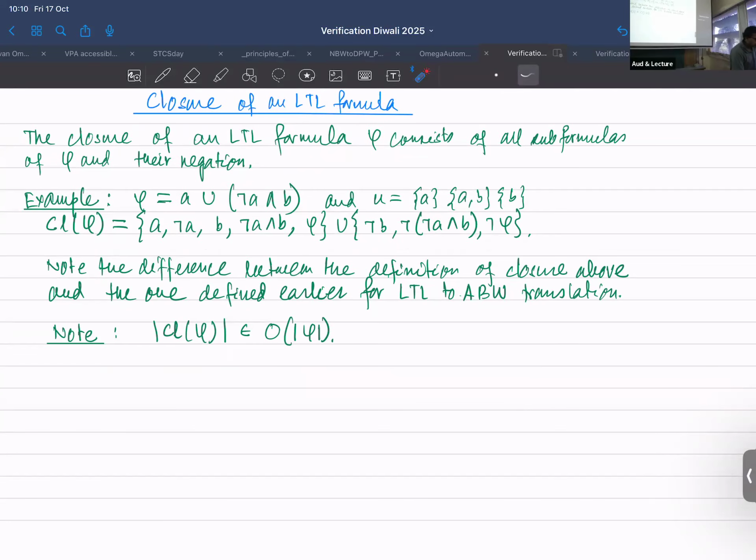As I said, I did not write them formally, but essentially it's exactly like the way we saw for the alternating Büchi word automaton construction. If you have X phi in the closure, then phi will also be in the closure. If you have phi 1 until phi 2 in the closure, then both phi 1 as well as phi 2 will be in the closure, and so on. Along with that, you will also have the negations of each of the sub-formulas in this extended closure, or what we are now calling closure.